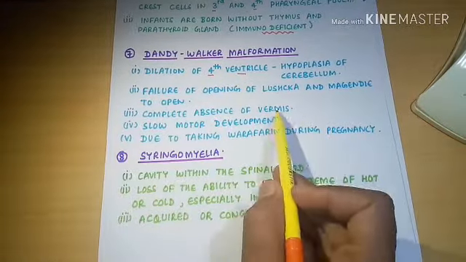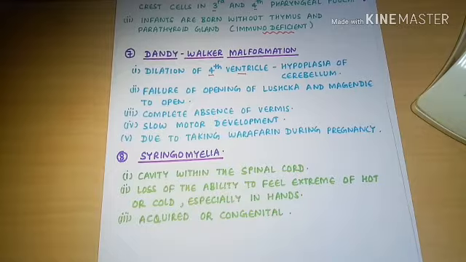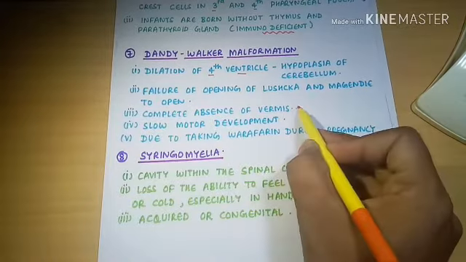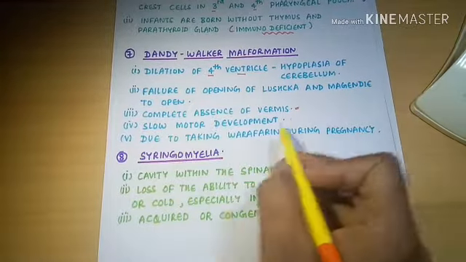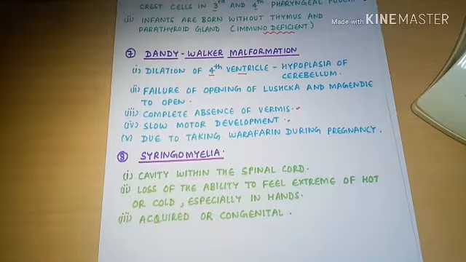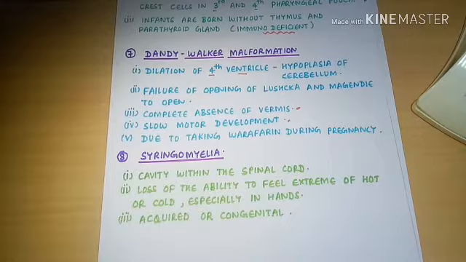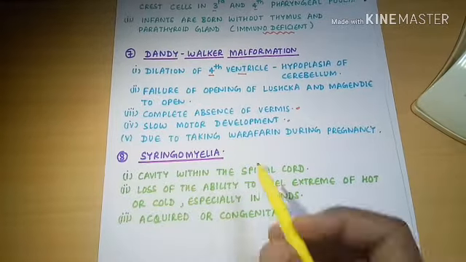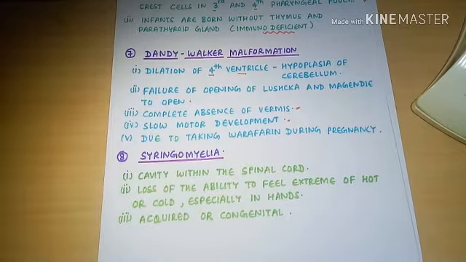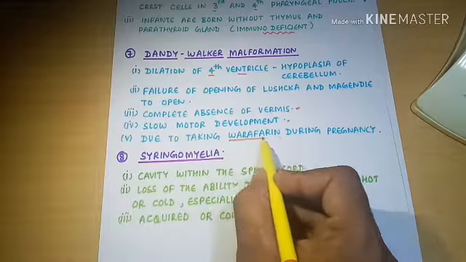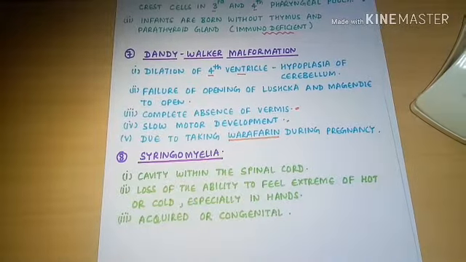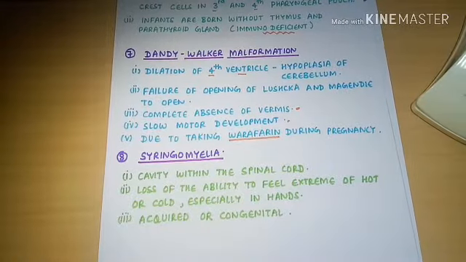There might be a condition where the vermis is completely absent. There is slow motor development, because the cerebellum is affected here, or is being pressed by the fourth ventricle. The motor development is slow here. It can also be due to taking warfarin during pregnancy. If somehow the mother takes warfarin during pregnancy, Dandy-Walker malformation can occur.